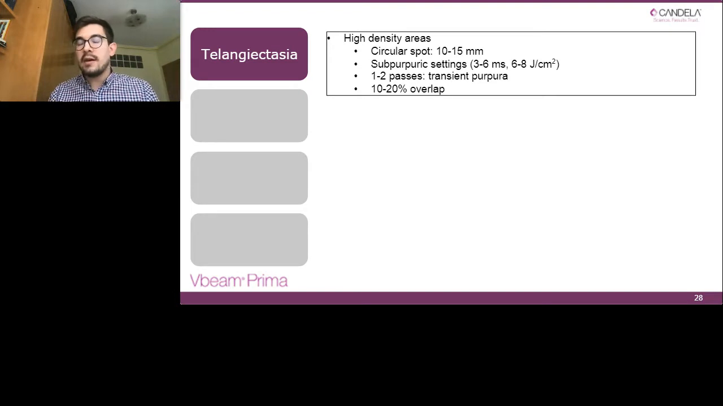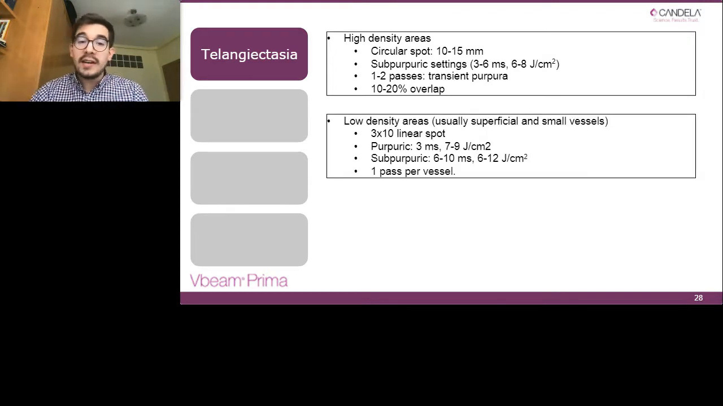If you are very dubious about which is the purpura threshold, you may try to make a purpura test, and when you get the purpura, you may use these subpapillary settings very close to this purpura threshold, which is going to be very good for the patient. And just look for this transient purpura and a bit of moderate erythema after the 1 to 3 passes with a 10 to 20% overlap.